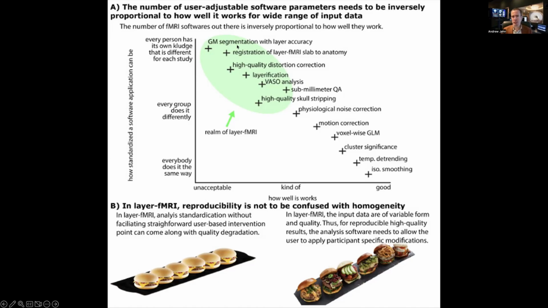For example, gray matter segmentation with layer accuracy usually requires some degree of manual intervention. It's kind of like FreeSurfer, but actually a lot more demanding. With FreeSurfer, you try to account for any discrepancies in the gray matter reconstruction, the pial surface, for example. This goes beyond that because we're talking about individual layers of very fine resolution. You want to make sure that the gray matter segmentation is close to perfect.